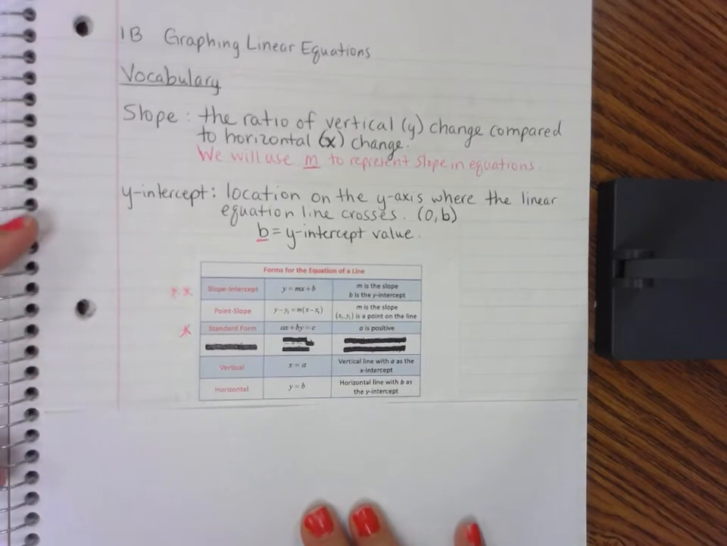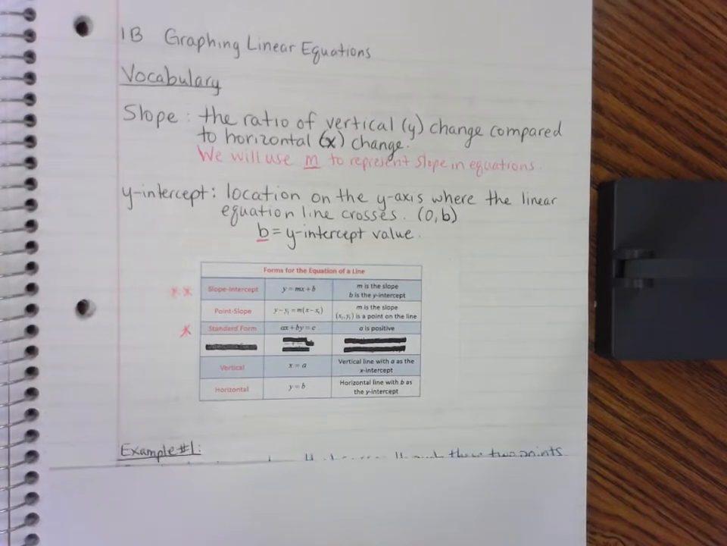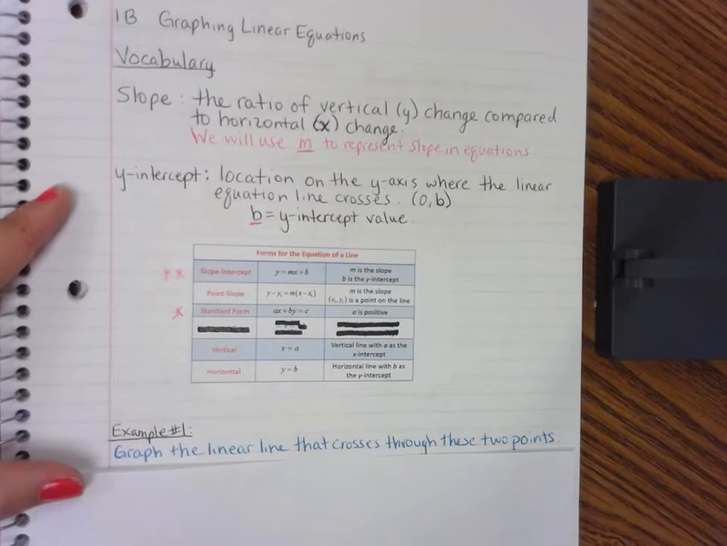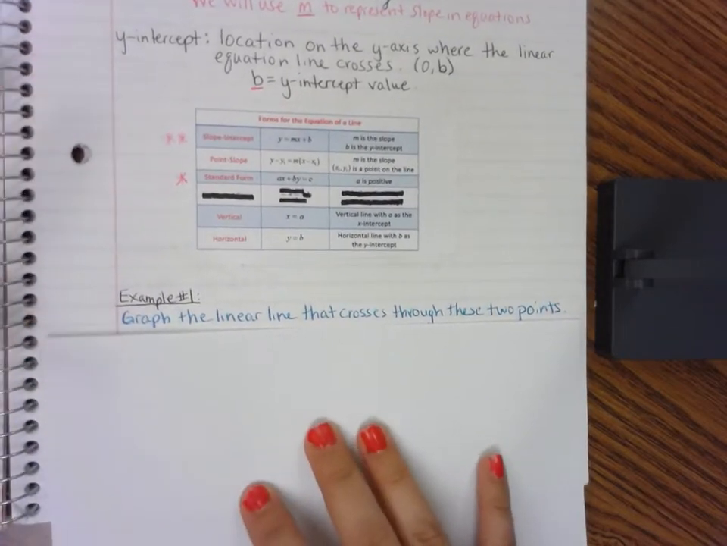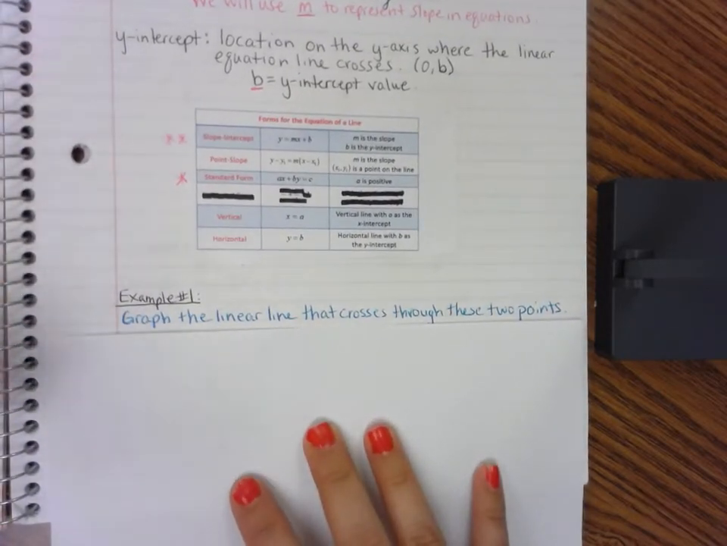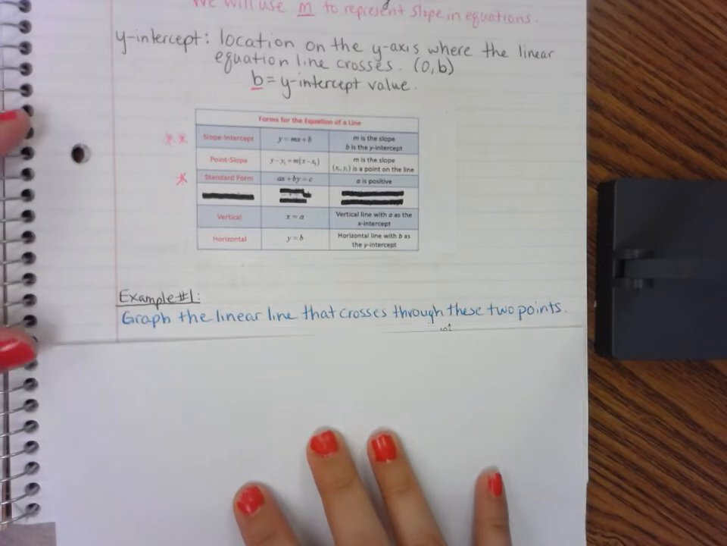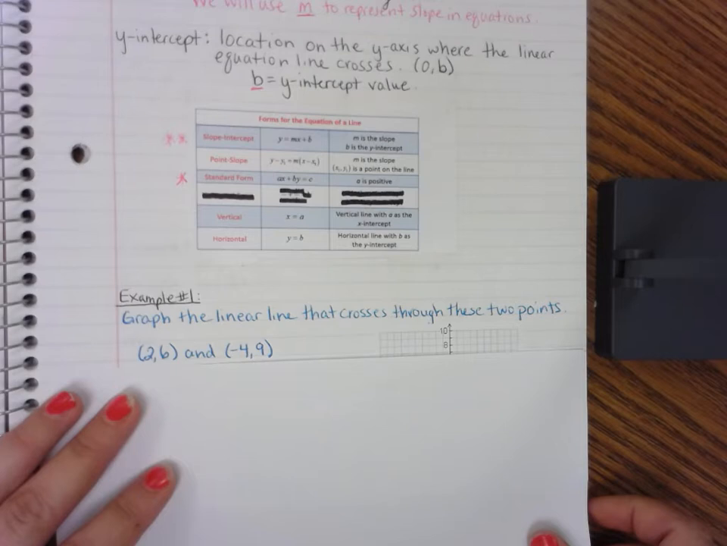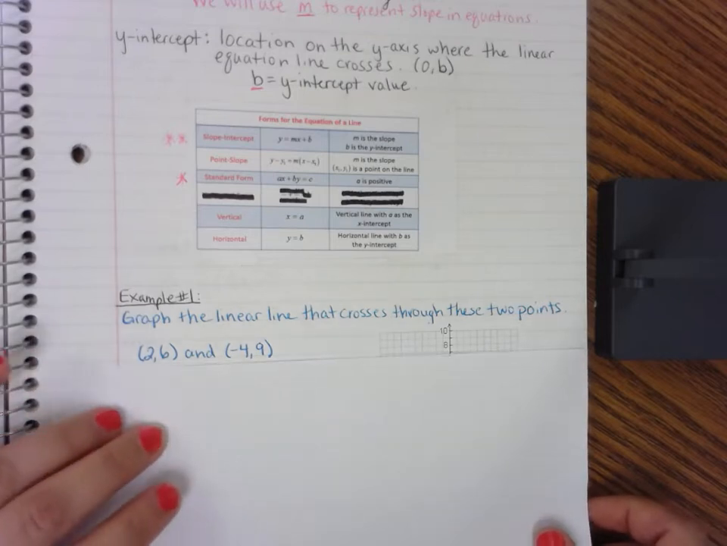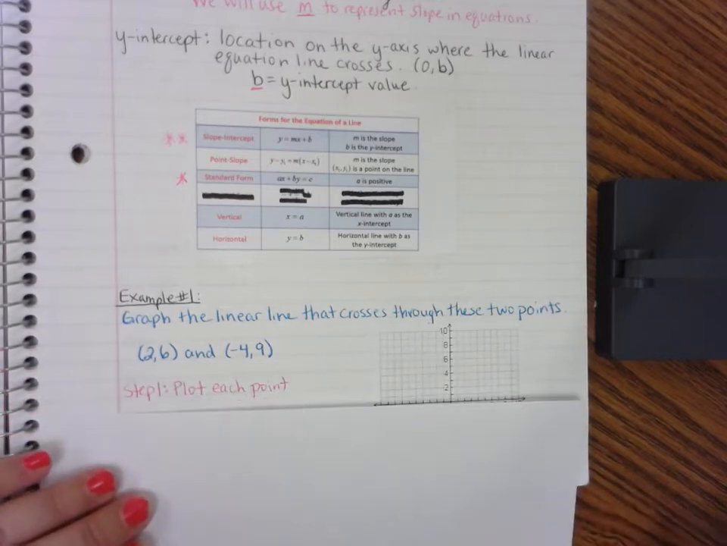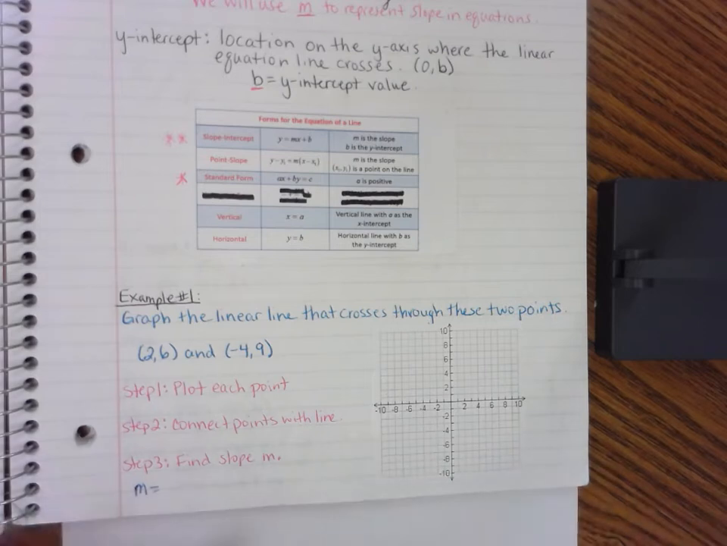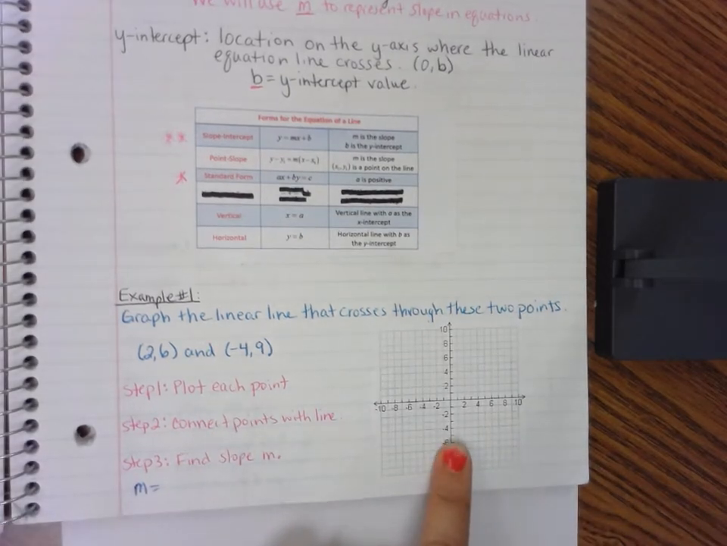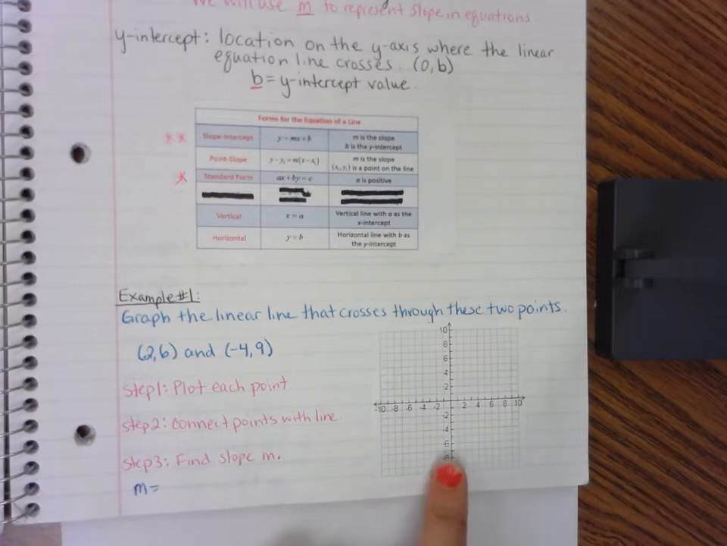The first example we're going to look at today is actually graphing a linear line that crosses through 2 points, and then we're going to find the slope from there. So our example is (2, 6) and (negative 4, 9). What we want to do is plot each point on our graph. Now you're going to get a sheet of these, so cut them apart and glue one of them here for example 1.